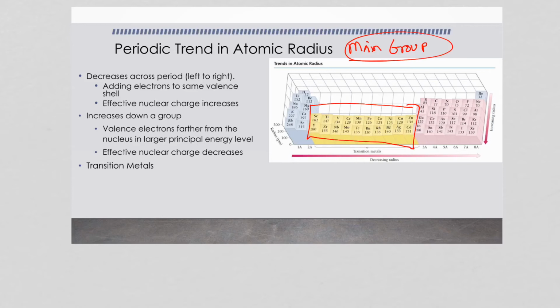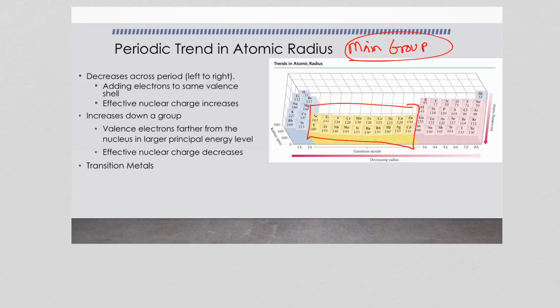So what we see is sort of a steady decrease in size as we go from left to right across. So we go from lithium at 152 all the way to neon at 70, and so on. And we can see this repeating pattern. As we go across, we see the size gradually decrease. Now, why might that happen? Well, think about what you're doing.